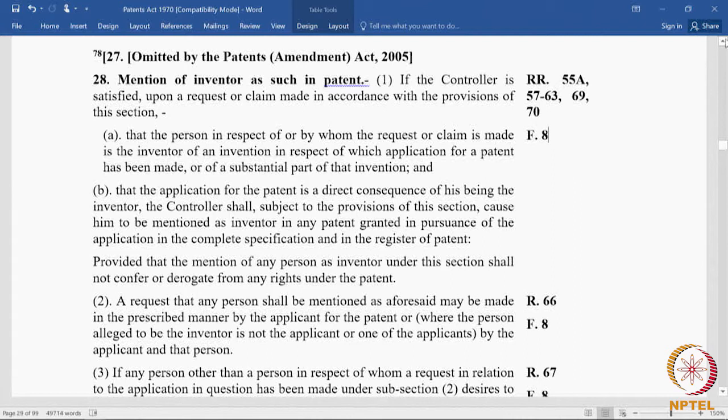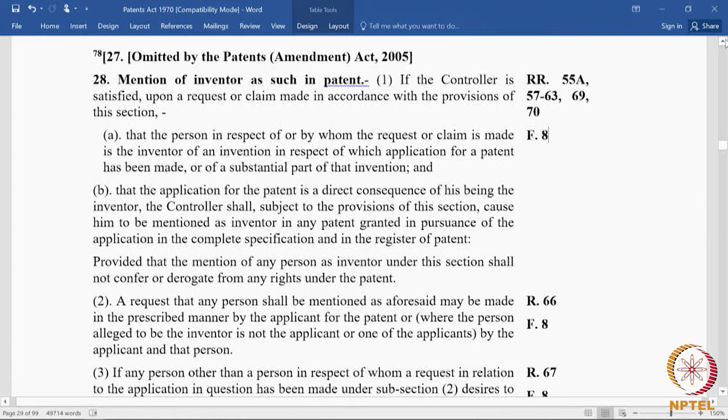Now, you will see that form 1 clause 4 gives the place where you have to enter the names of the inventors. That is mandatory. You cannot file a form 1 without having the inventor's name in it. And in clause 3A, you have to mention the applicants. So, these are two different entities. The person who is an applicant need not be an inventor.